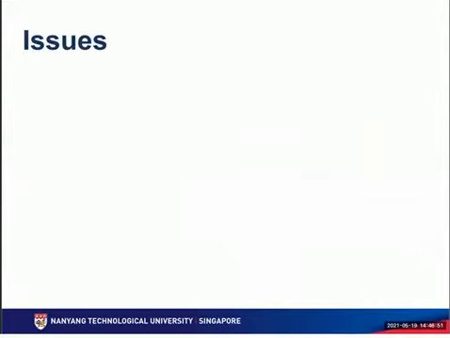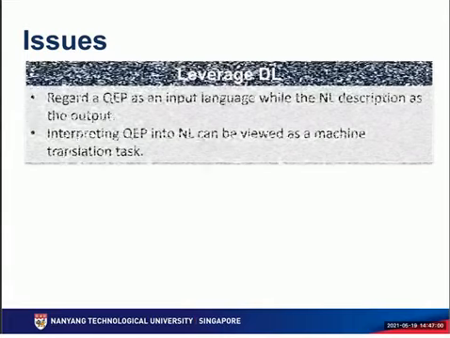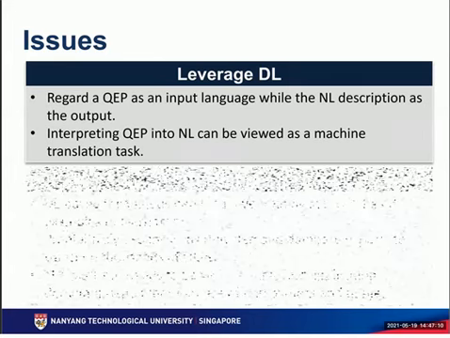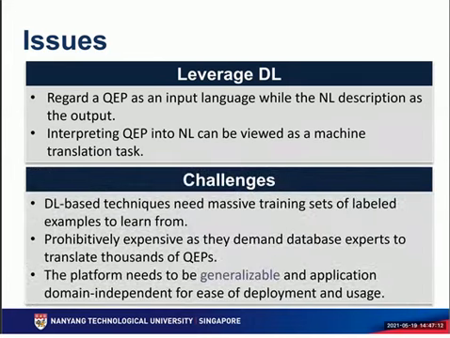So what are the key issues here? If you regard a query execution plan as an input language, while the NL description as the output, then we can view the generation of NL from a QP as a machine translation task. However, addressing this task using deep learning is fraught with challenges.